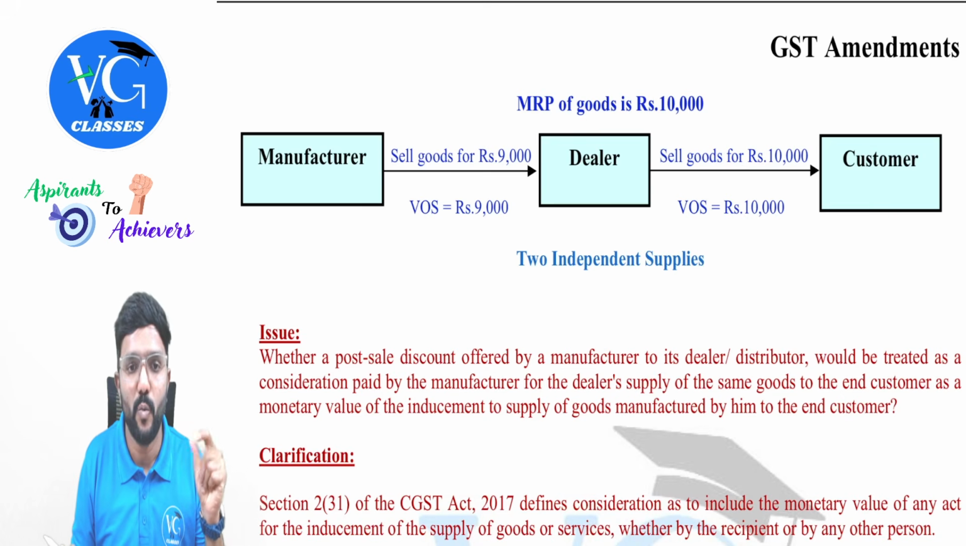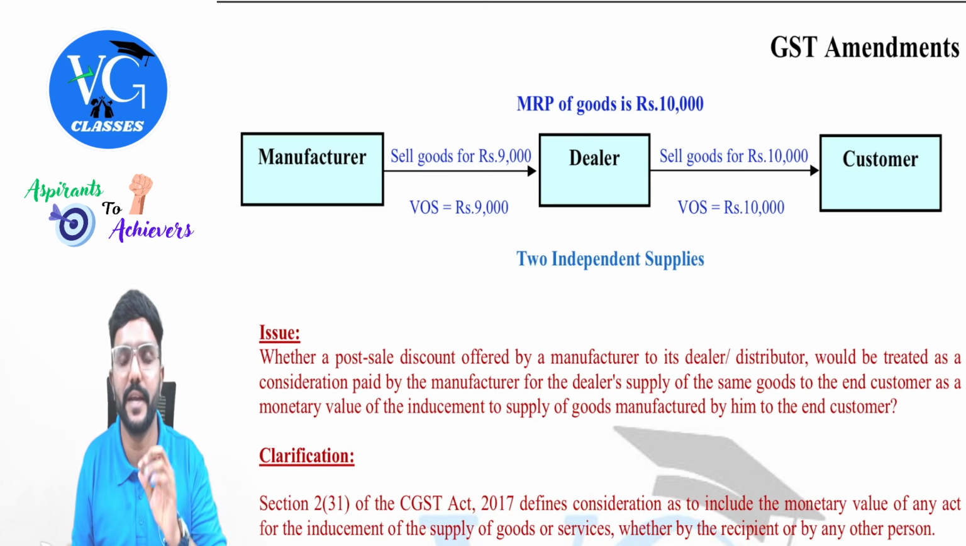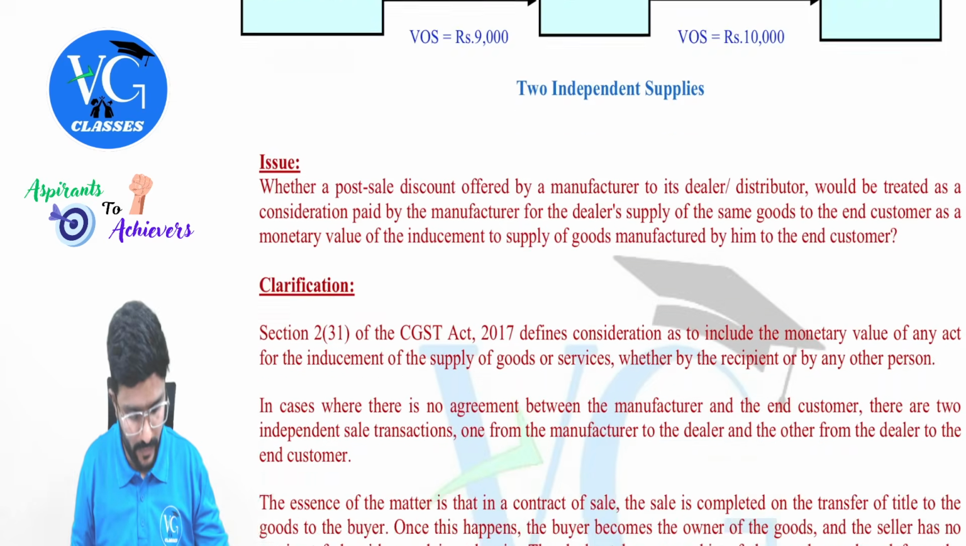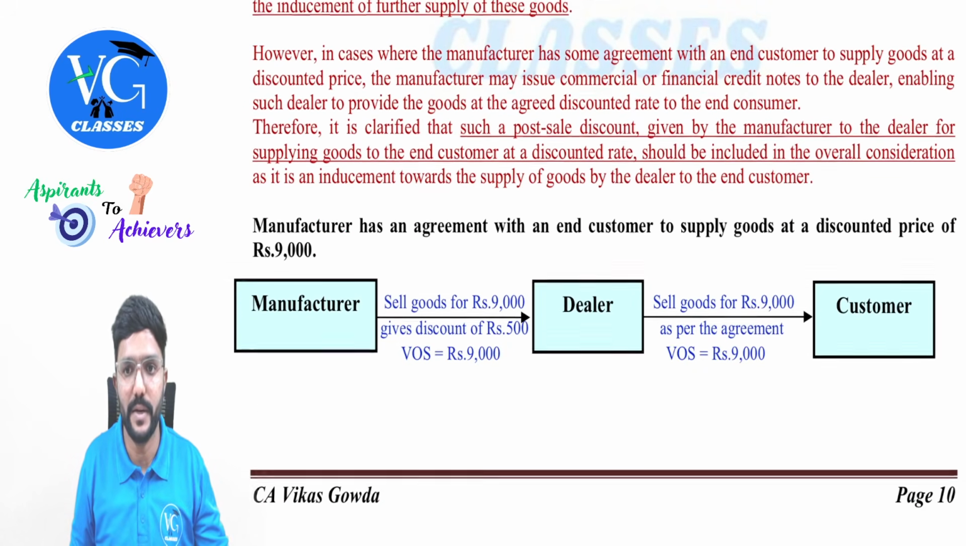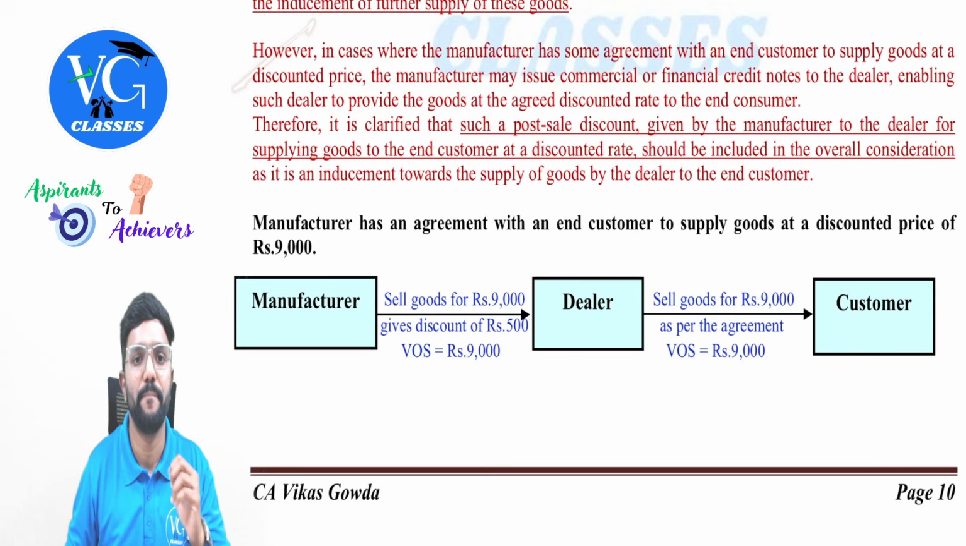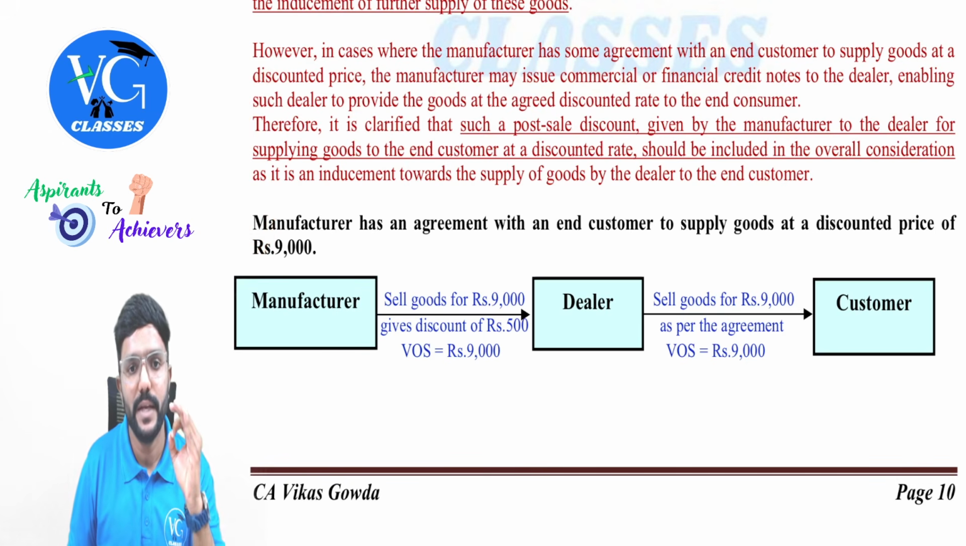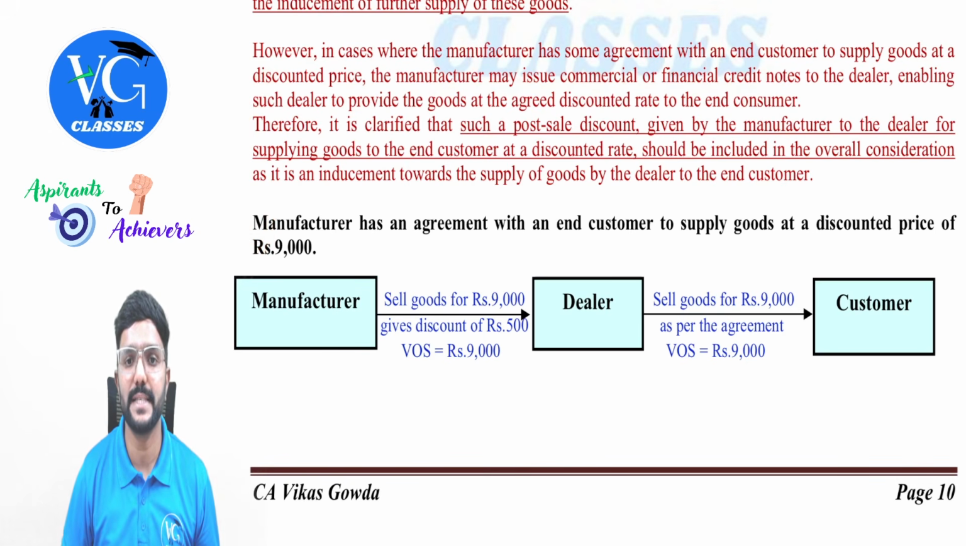Is that clear? So when the manufacturer gives a discount to the dealer, can we reduce that discount while calculating the value of supply? Yes, we can reduce it. Okay, sir. However, a different story is covered here. For this, I have given an example, guys. In cases where the manufacturer has some agreement with an end customer to supply goods at a discounted price, the manufacturer may issue a commercial or financial credit note to the dealer, enabling such dealer to provide the goods at the agreed discounted rate to the end customer.